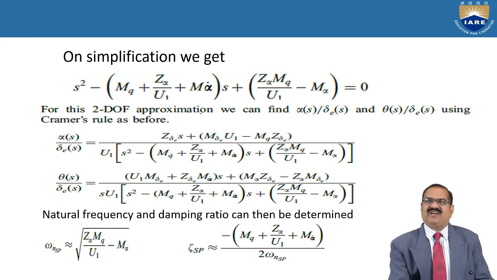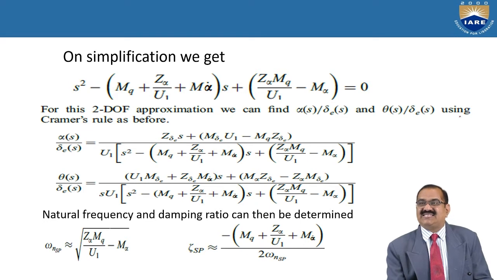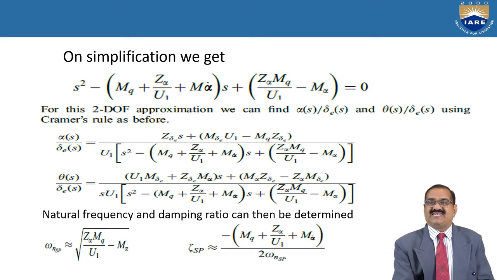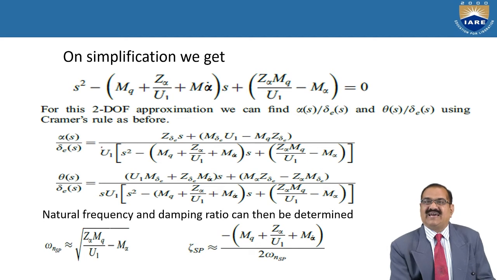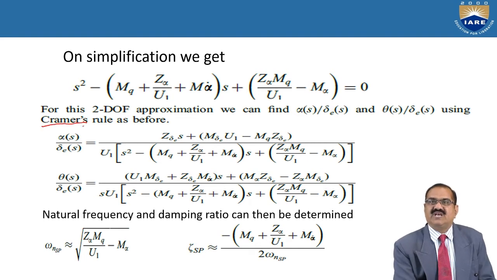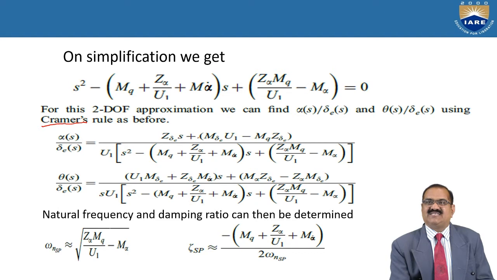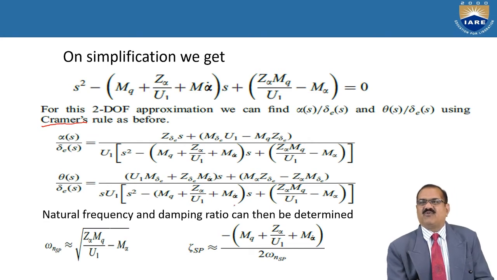For this 2 degree of freedom approximation, we can find alpha(s) by delta E(s) and theta(s) by delta E(s) using Cramer's rule as before. So we have used Cramer's rule here. So alpha(s) by delta E(s) is equal to (Z delta E s plus M delta E U1 minus M_q Z delta E) divided by U1. This equation we have put here, and in the same way we have put these equations here also.